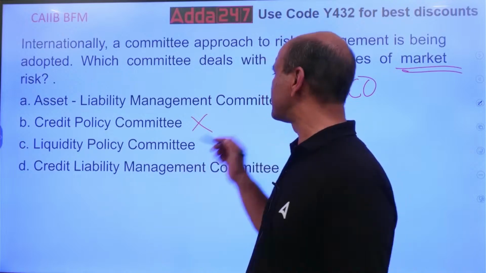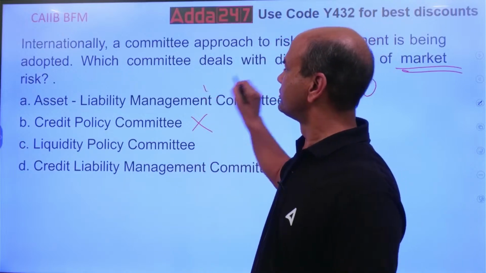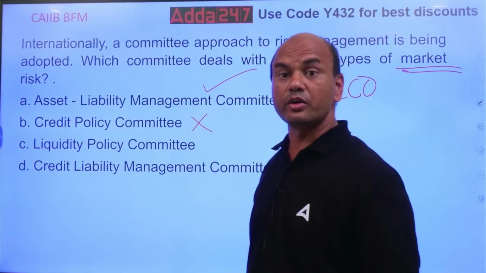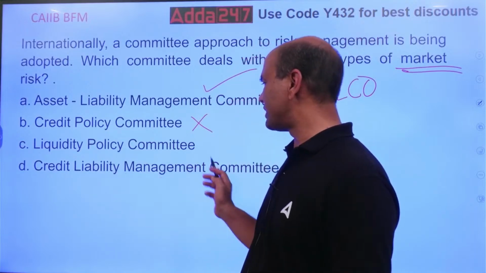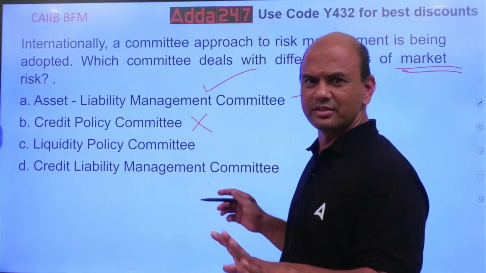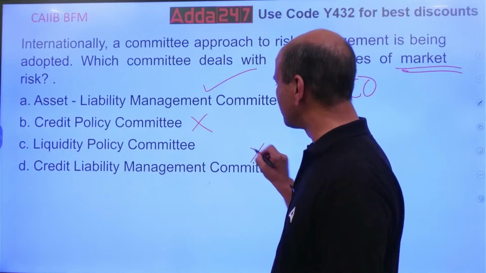Liquidity is always managed by ALCO. Liquidity is always managed by ALCO. And what is this last one? Credit Liability Management Committee. Nothing. Okay. This is totally out. This is totally out.